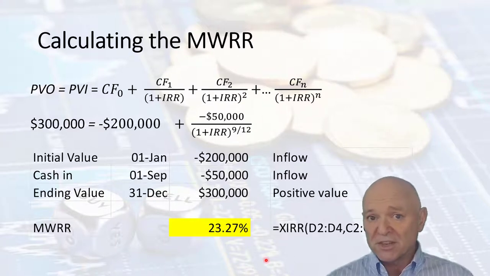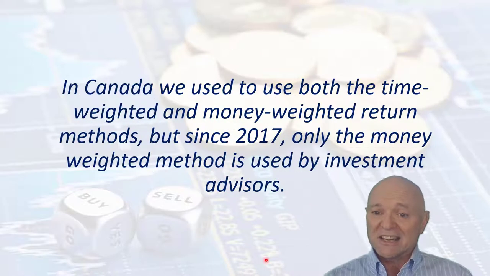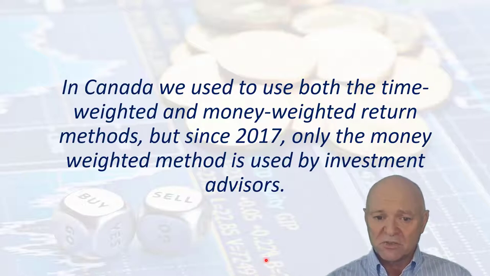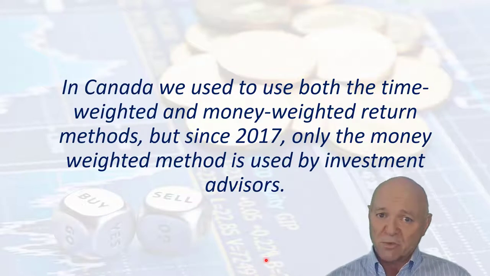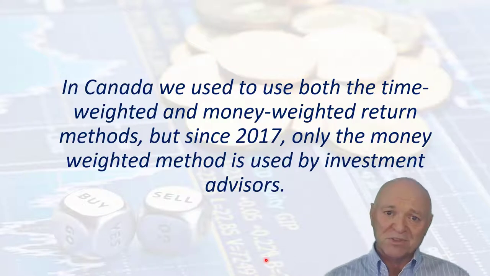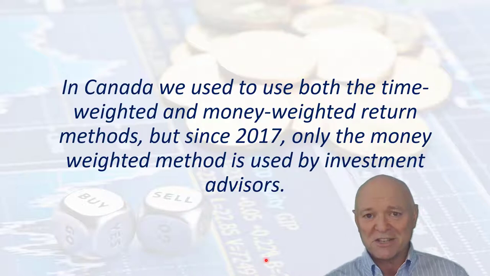Now, the other important thing you need to know about these two different measures of return: in Canada, we have used historically both of these methods, but since 2017, investment advisors are only supposed to use the money-weighted rate of return. Of course, that's because quoting the wrong rate of return can be misleading. You can see in the last case, the money-weighted rate of return was 23%. The time-weighted return was only 22%. So this time it would be to our benefit to quote the higher rate, but in other cases it might not be.